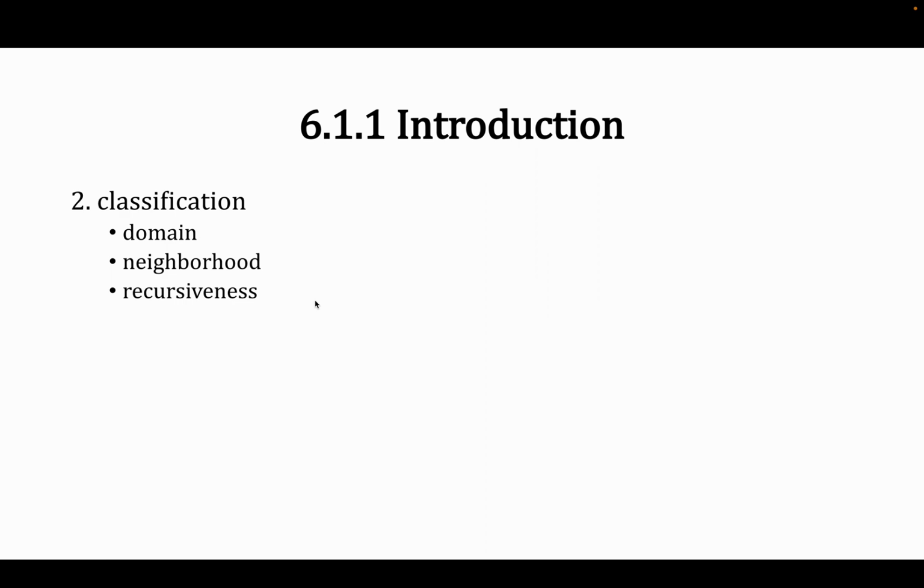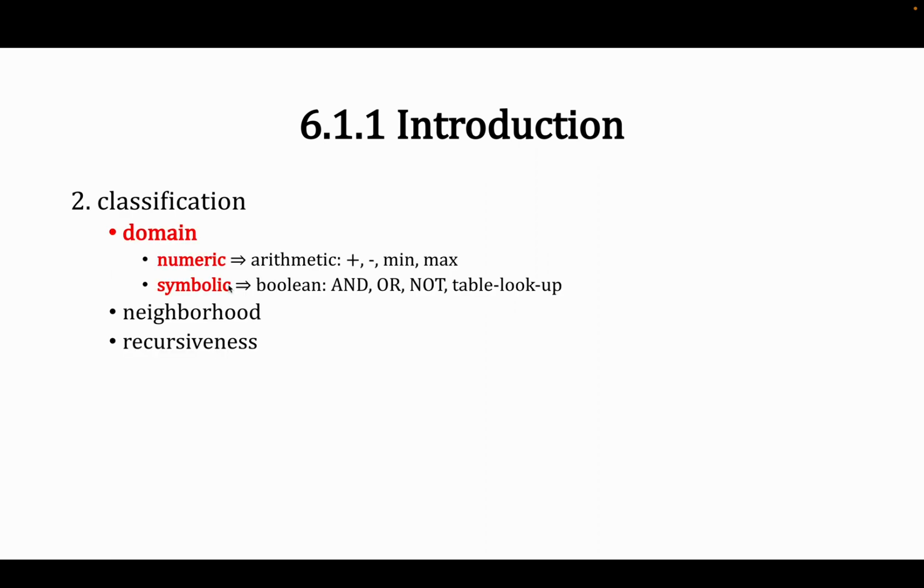So a neighborhood operator can be classified according to three aspects. The first is the type of domain. The second is the type of neighborhood. The third is the type of recursiveness. First, we will discuss the type of domain.